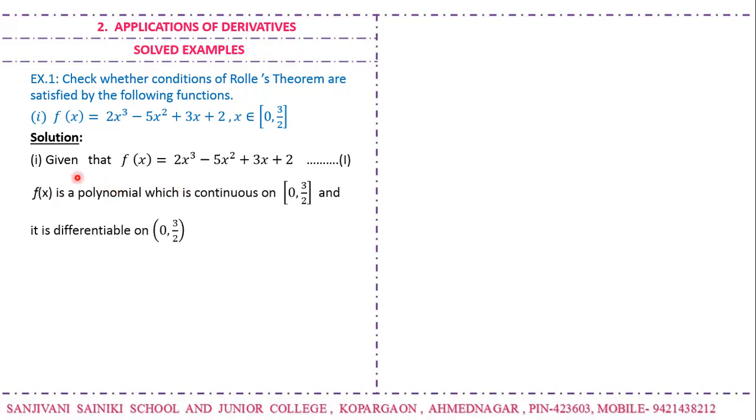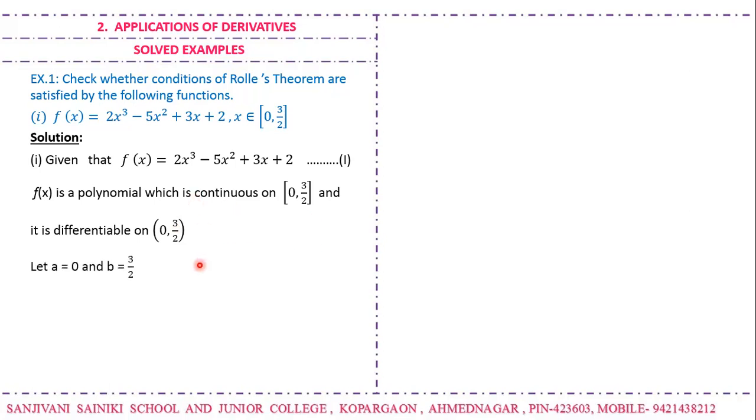Now if you see this function, it is a polynomial function, and as it is a polynomial function, it is continuous everywhere and differentiable everywhere. Now it is differentiable everywhere, so in particular it must be differentiable on the open interval (0, 3 by 2), and it must be continuous on the closed interval [0, 3 by 2]. So both these conditions are satisfied here.